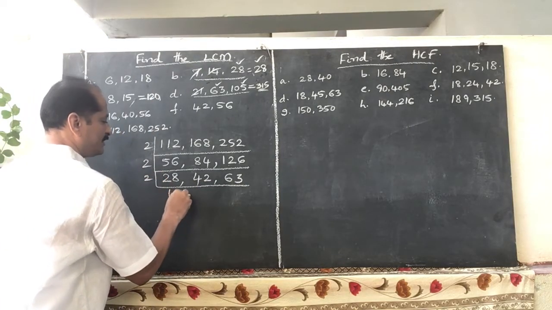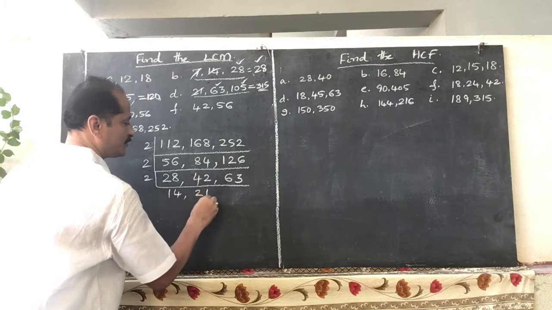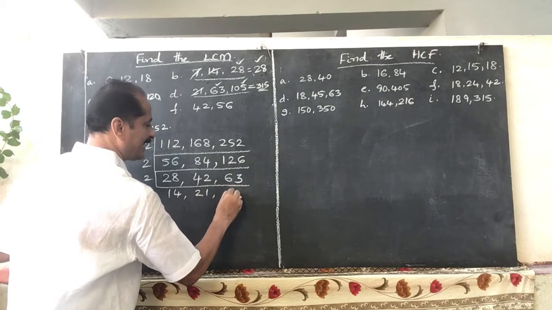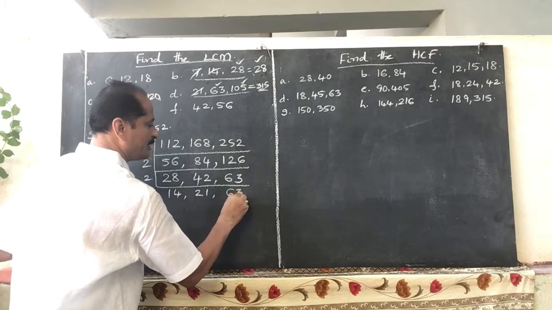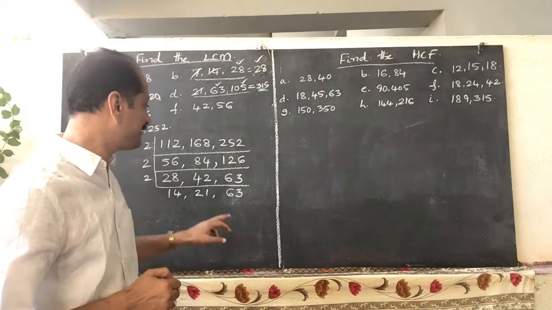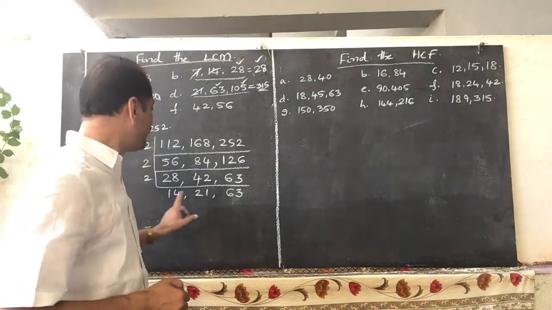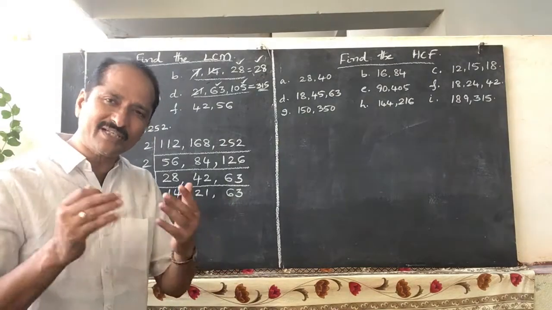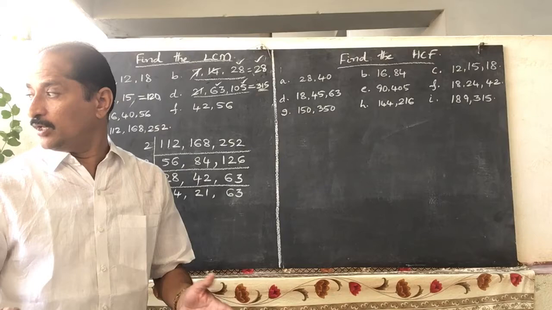2 1 is 2, 2 4 are 8. 2 2 are 4, 2 1 is 2. 2, we can't divide, so write down as it is. If it is not divisible by 2, write down as it is. Okay, this is very very important. If it is divisible by any two numbers, you can divide. If it is not divisible, don't divide.